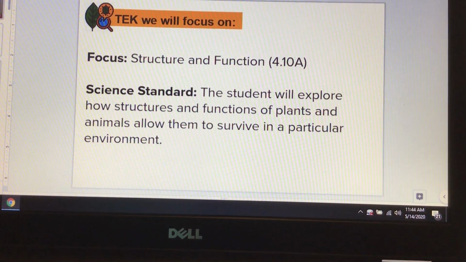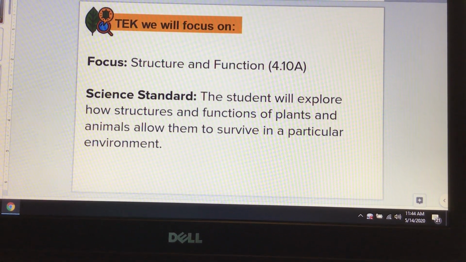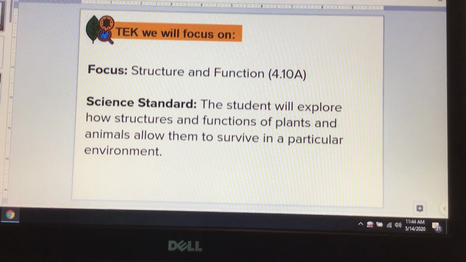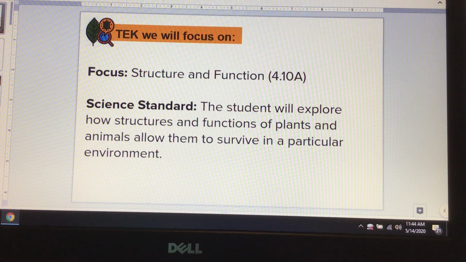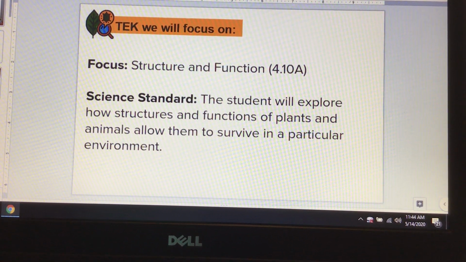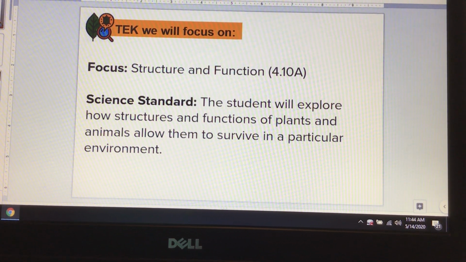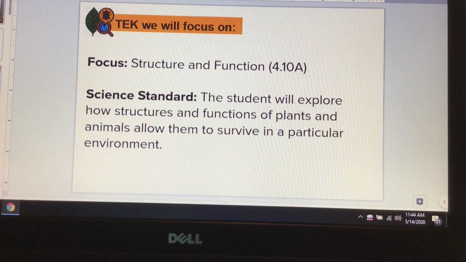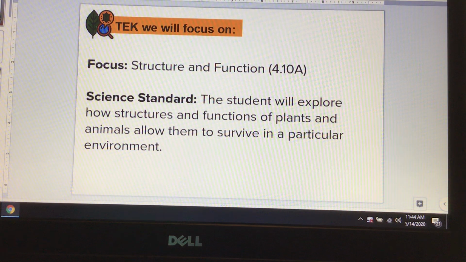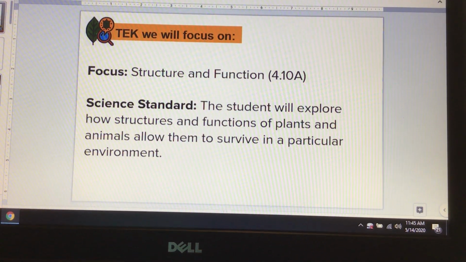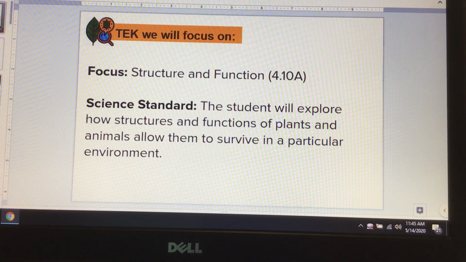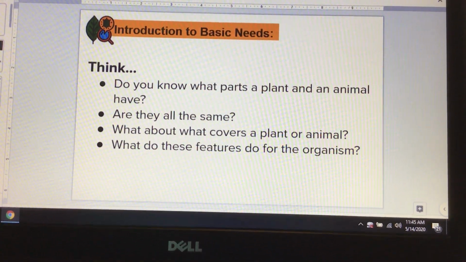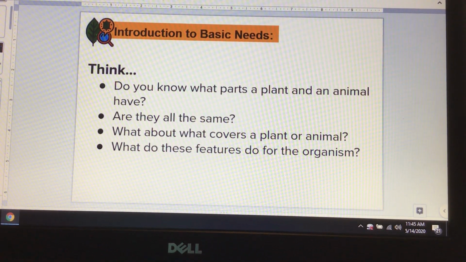Okay, so this week what we're going to be looking at is the features and the functions of different plants and different animals and how those features and functions help them survive in a particular environment. All right. Something that comes to mind is a chameleon. I'm sure you've all heard of a chameleon before, a particular type of lizard that will change its colors based on what is around it so that it can blend in. So that is a great example of something that would have a particular function and feature that would help it survive.